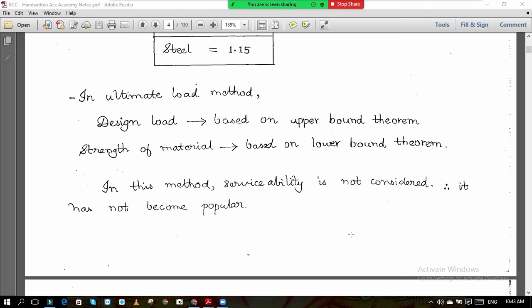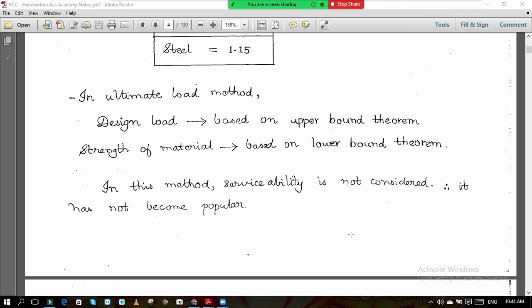But what is the difference between working stress method and ultimate load method? In working stress method we consider the stress; we take care that the stress in the material should not reach the ultimate stress. So the factor of safety for materials we apply over there.